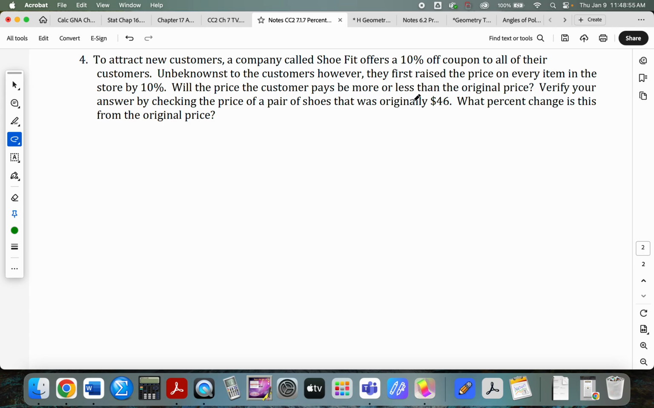So, will the price the customer pays be more or less than the original price is the question. Verify your answer by checking the price of a pair of shoes that was originally $46. What percent change is this from the original price? All right, so we're going to jack it up by 10%, and then we're going to take 10% off. It's not going to be the same amount, is it? So let's look at it.